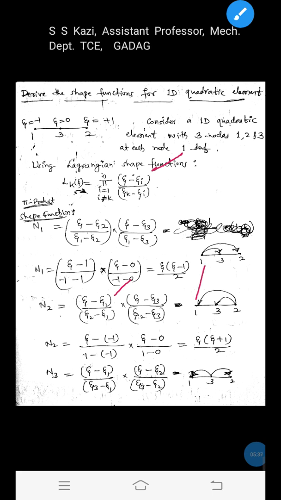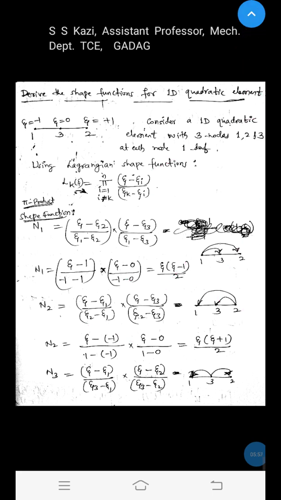Now N2 is equal to zeta minus zeta I. I will use first node number 1: zeta minus zeta 1 divided by zeta 2 minus zeta 1, that is zeta k minus zeta I, where k is 2, into, next, I equal to 3: zeta minus zeta 3 divided by zeta 2 minus zeta 3.